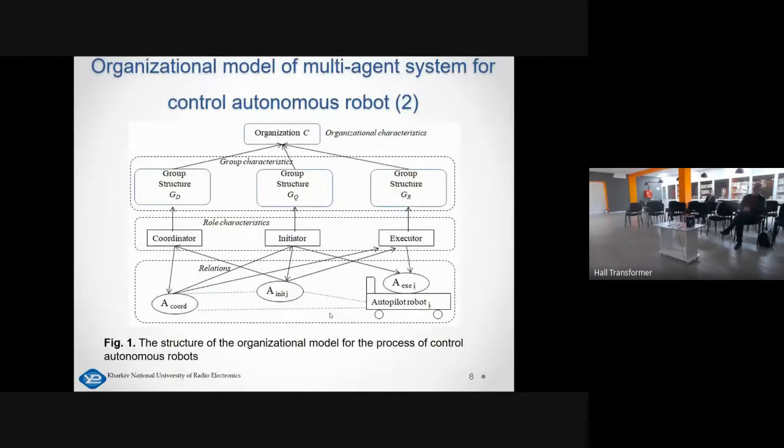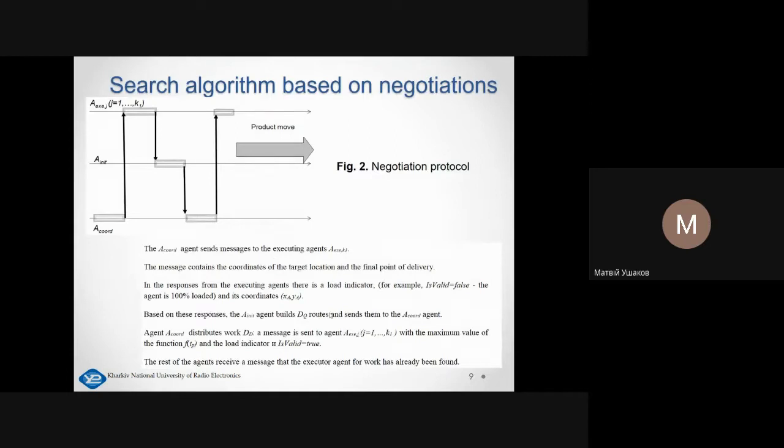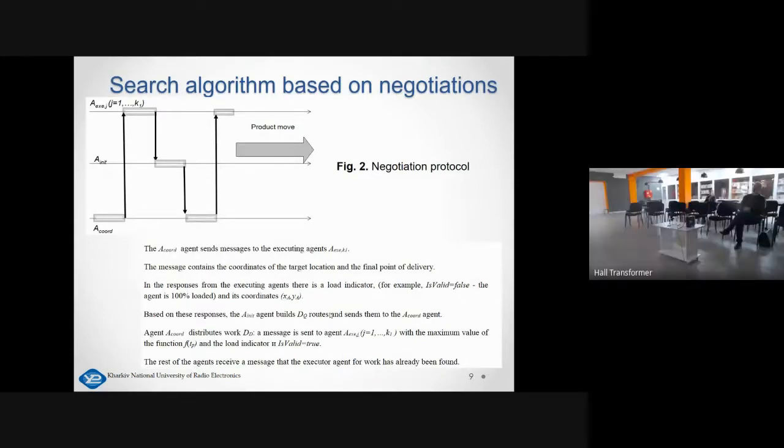This is an organizational structure. Sorry. You mentioned that the negotiation protocol is a set of rules which are pictured in Figure 2. I do not see any rule in Figure 2. Could you please elaborate on that?